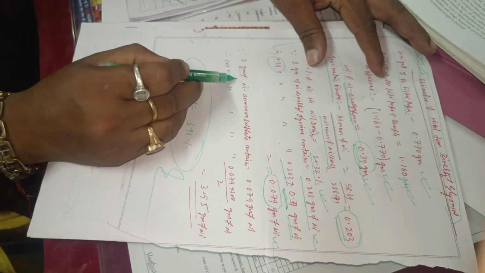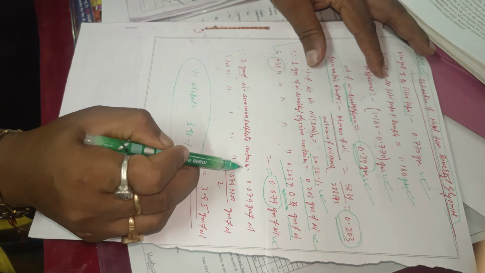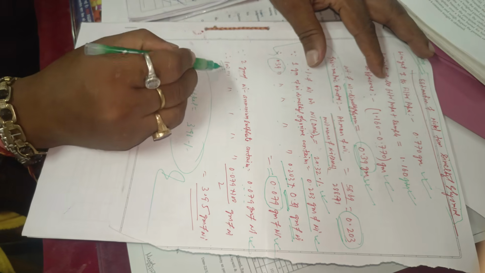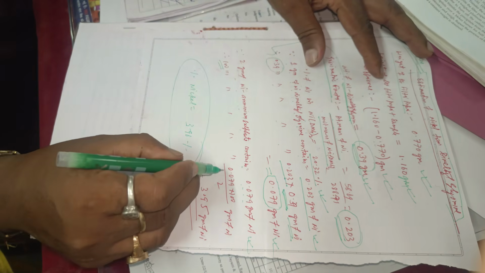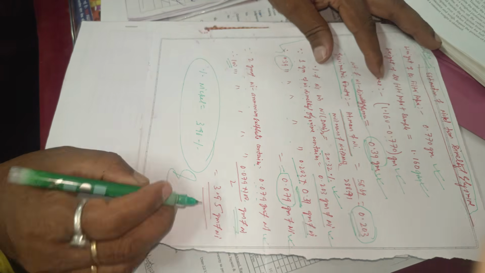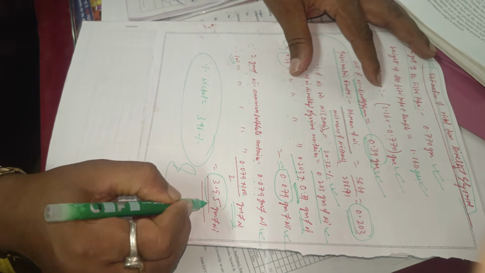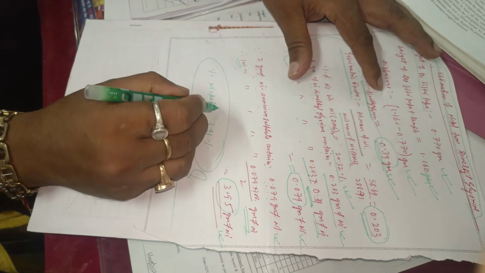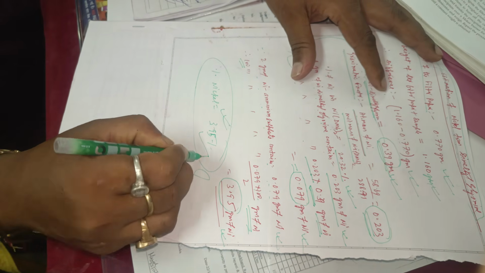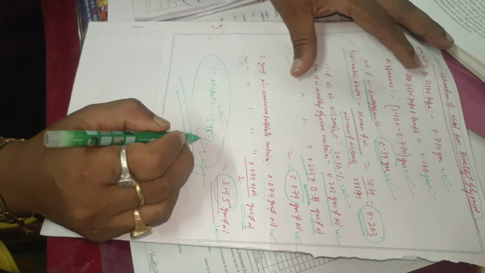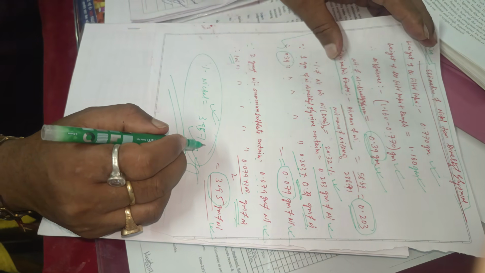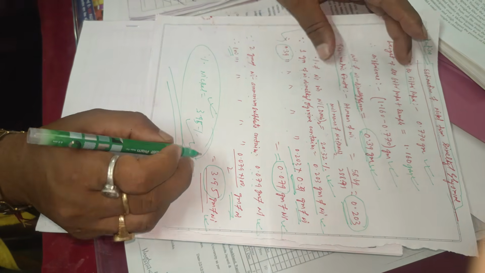So 2 gram of nickel ammonium sulfate contains 0.079 gram of nickel. Therefore 100 gram of nickel ammonium sulfate contains 0.079 into 100 upon 2 gram of nickel, which is equivalent to 3.95 gram of nickel, and that is the percentage of nickel, equal to 3.95%. This is the result we have gathered from performing the experiment, that is, estimation of nickel from nickel dimethyl glyoxime.